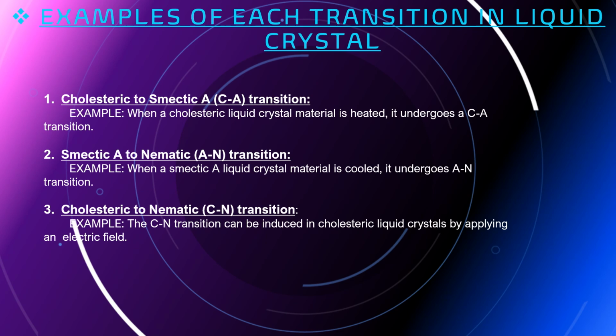And the last one is cholesteric to nematic, that is the CN transition. The CN transition can be induced in cholesteric liquid crystals by applying an electric field. An example is the use of cholesteric crystals in reflective displays such as e-readers. By applying an electric field, the helical structure of the cholesteric phase unravels and the material transitions into the nematic phase, allowing light to pass through a reflective display.